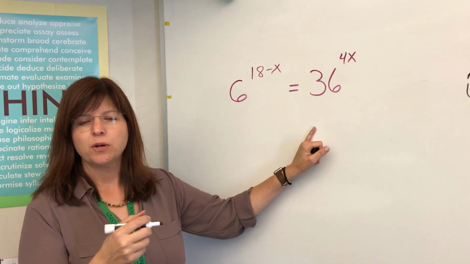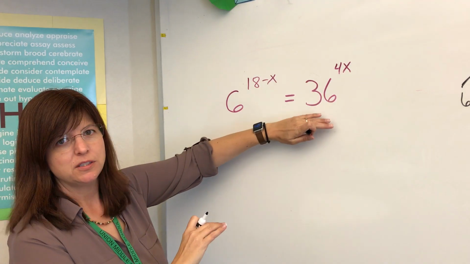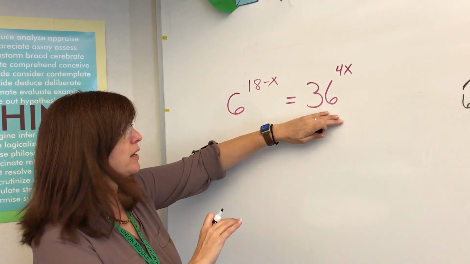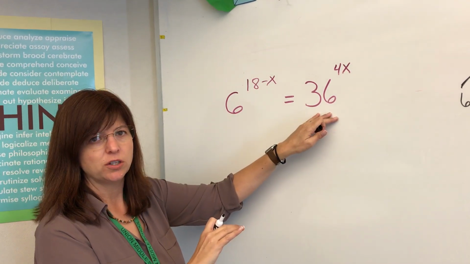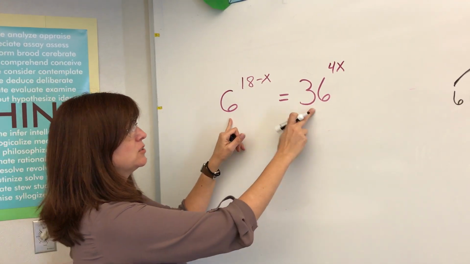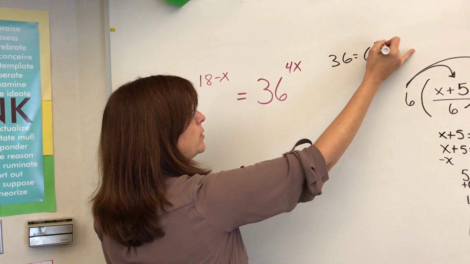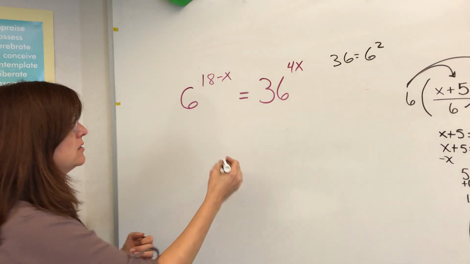This is an exponential problem similar to the one you'll see tomorrow. My purpose is to get this to be simpler by getting those bases to match each other. And I can see right away it's going to need to be a base of 6 because I can turn 36 into 6 squared. So 6 times 6 is 36.